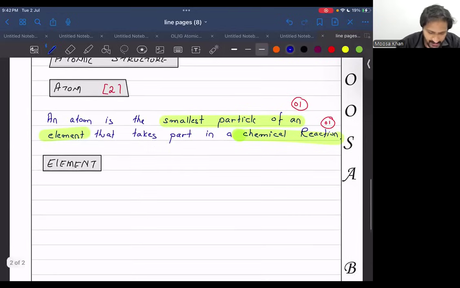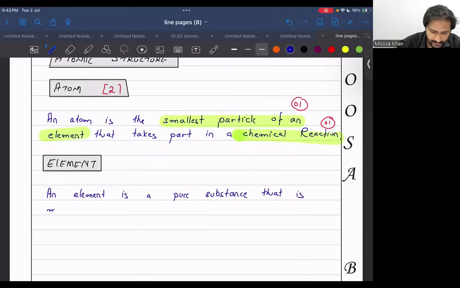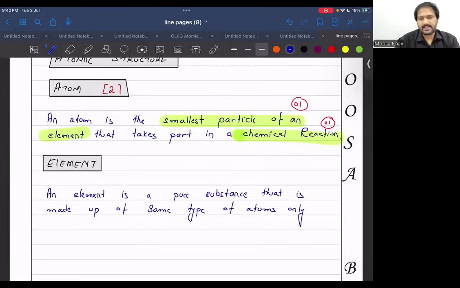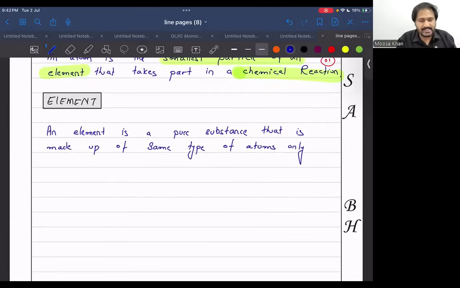An element is a pure substance that is made up of the same type of atoms only. See, you guys must have heard about many elements, like gold is an element, carbon is an element, silver is an element, lithium is an element, sodium is an element.